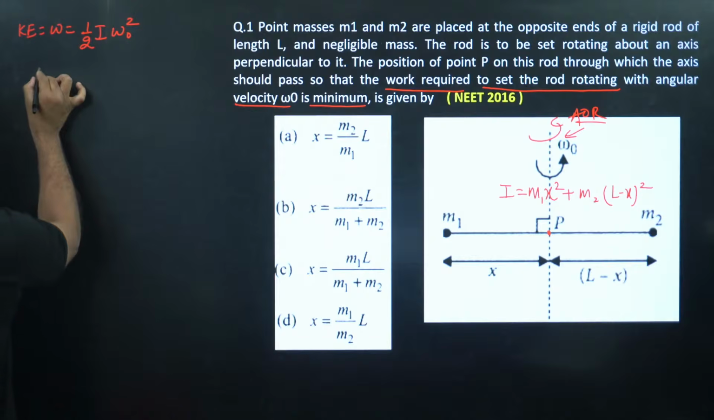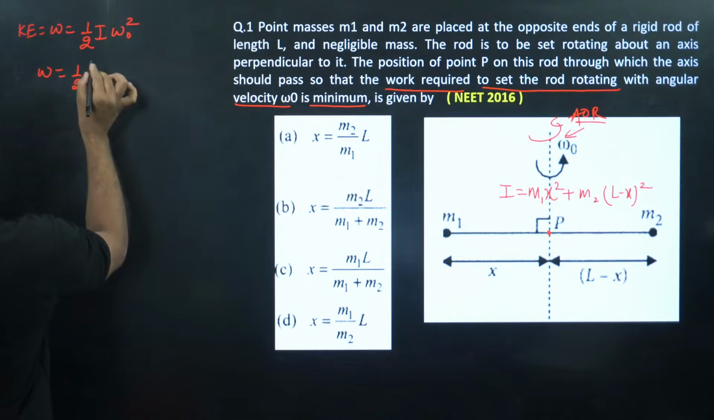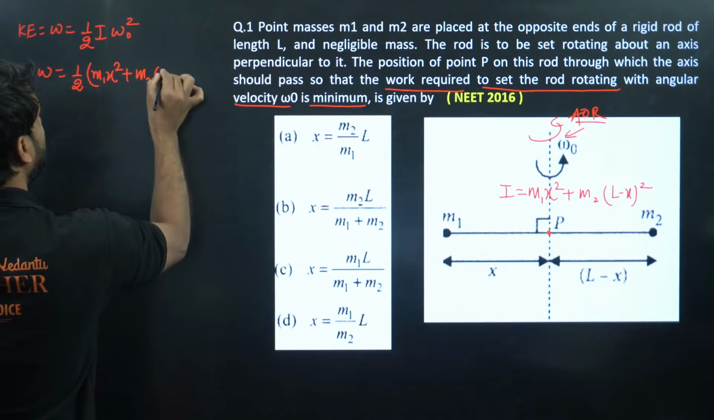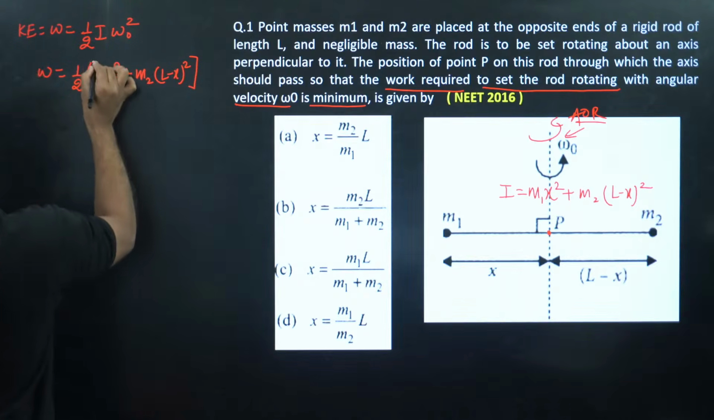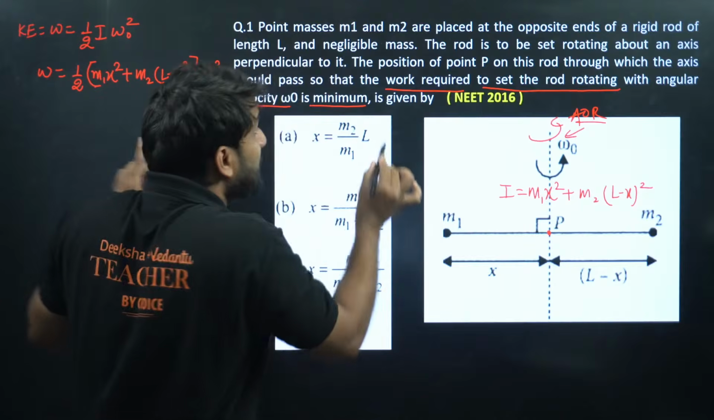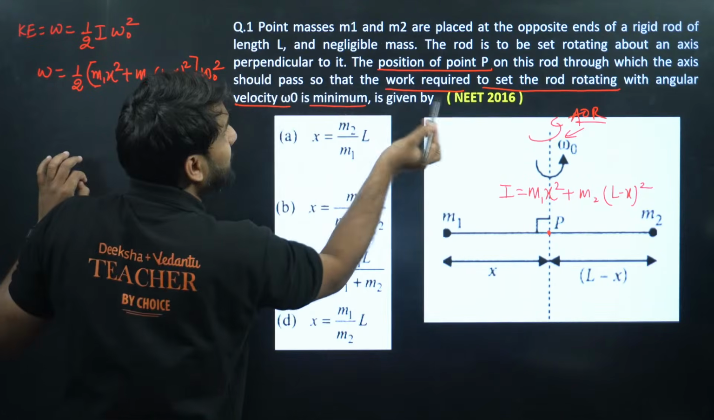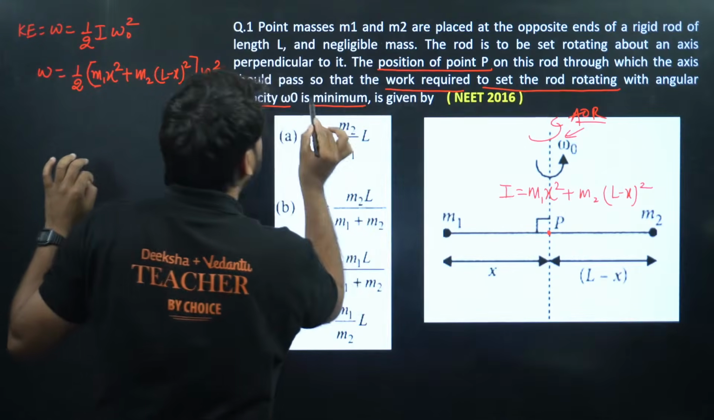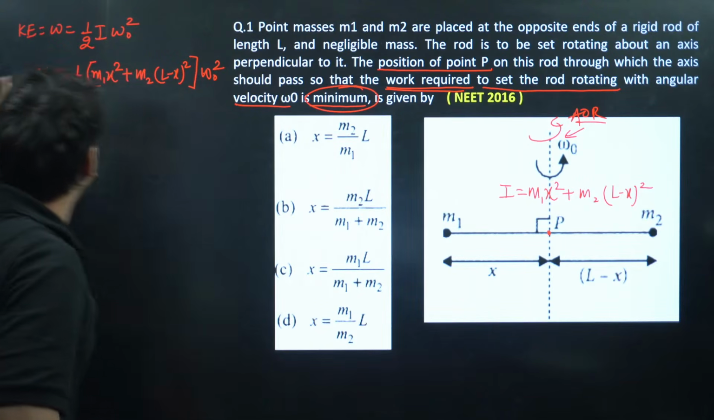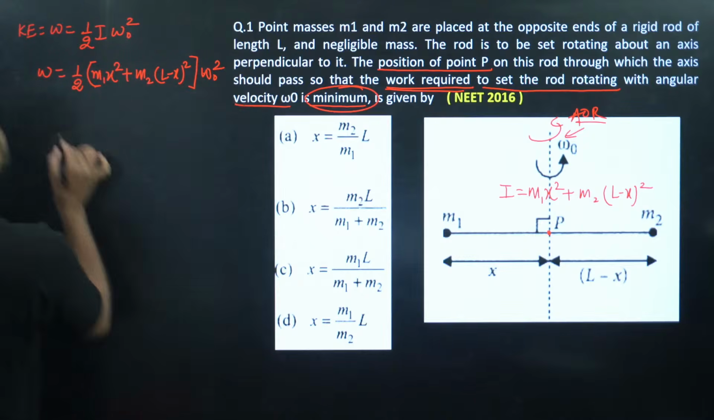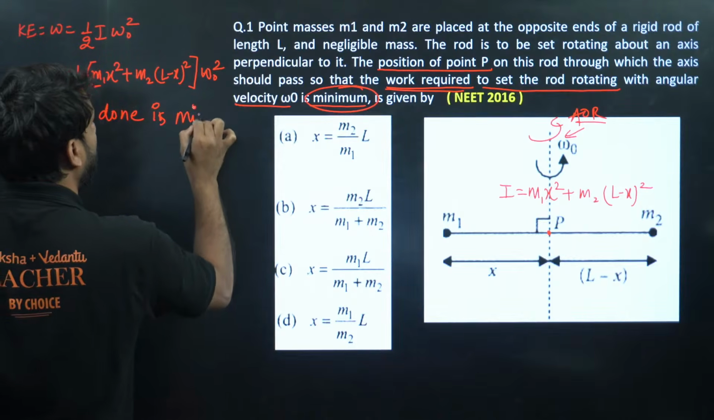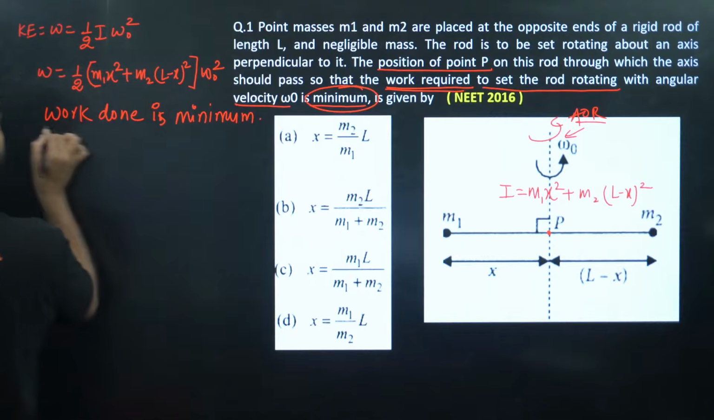So now we can put W equal to half, and the complete moment of inertia is M1 x whole square plus M2 L minus x whole square, times omega naught whole square. This is the work done. Now the question is what should be the position of P so that the work required to set the rod rotating is minimum. If this work done is a function of x, and we want work done to be minimum, what should be the position of x, the position of P, so that work done is minimum?